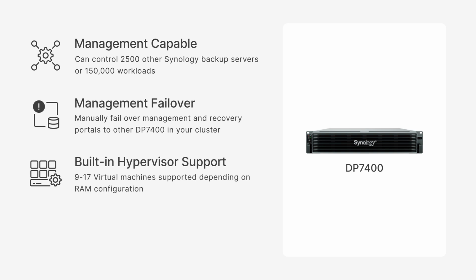There's also built-in hypervisor support in the DP7400, and it's the highest performing unit in this lineup. You can have up to 9 virtual machines supported depending on their configuration with the default RAM capacity out of the box. There is also a RAM upgrade to allow for up to 17 virtual machines, again depending on the configuration of the cores and RAM for those VMs themselves.